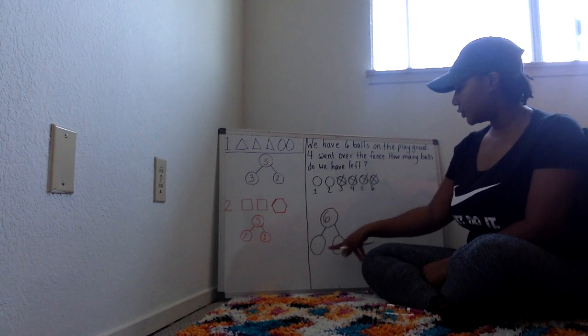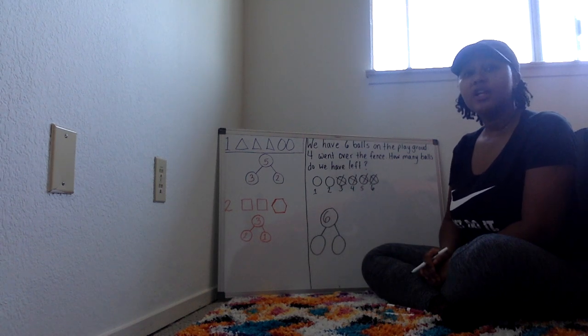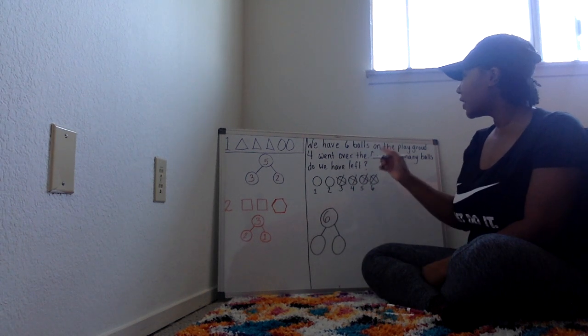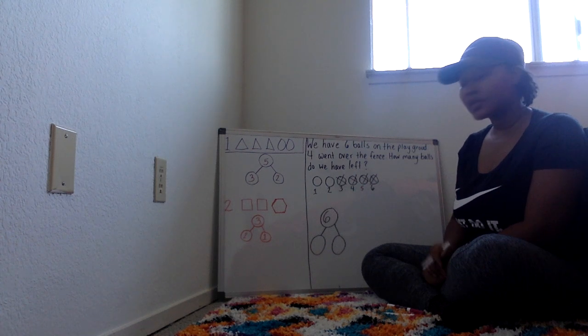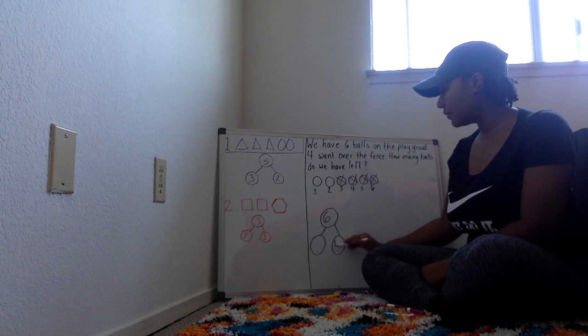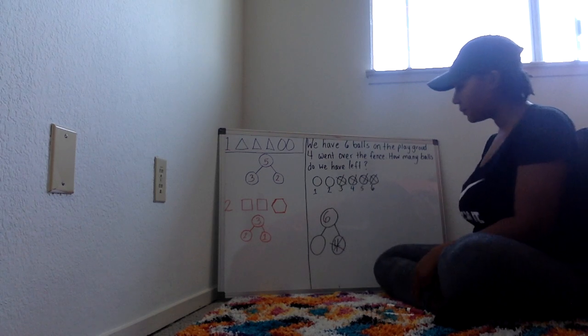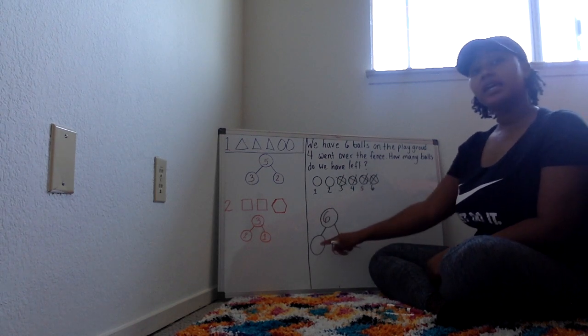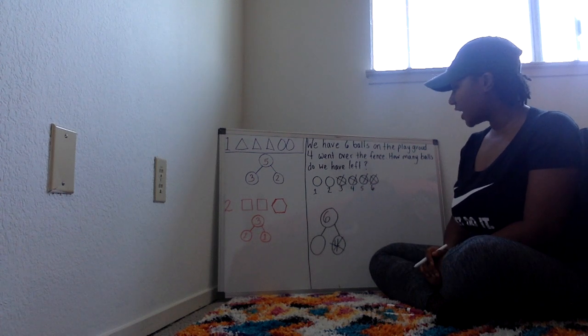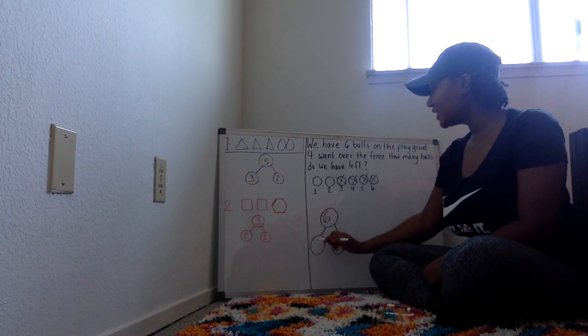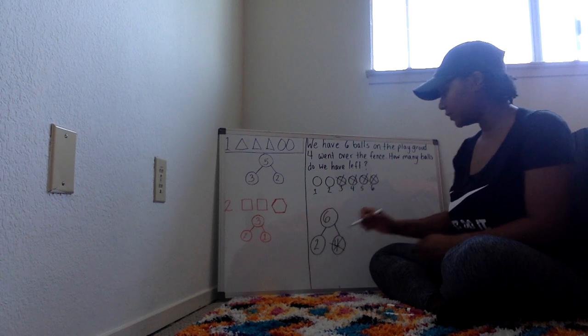Now I can find the 2 parts. The story problem said that 4 went over the fence. So I'm going to write the number 4 in my first part, and I'm going to cross it out to show that we took those away. In my last part, I can write the number 2, because that's how many balls were left.